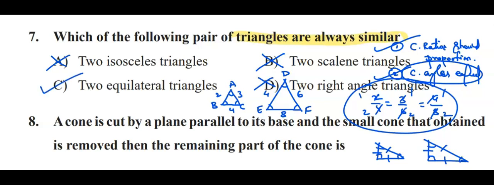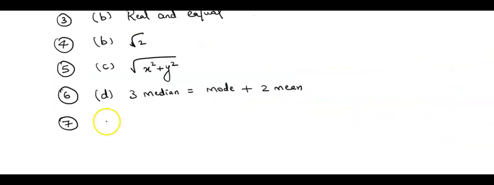2 equilateral triangles. अब 2 equilateral triangles में आप देख सकते हैं the corresponding angles are equal, all are 60 degree, and you can see the sides are in the same ratio or they are in the same proportion. So question number 7, option C is the right answer. Question number 7, option C, equilateral triangles.